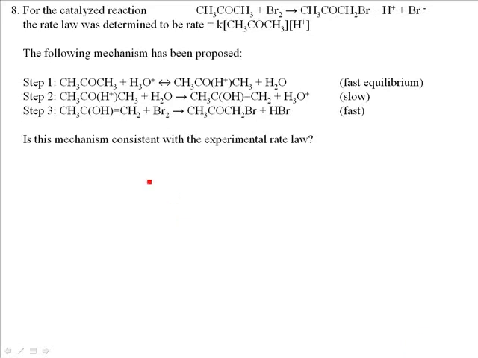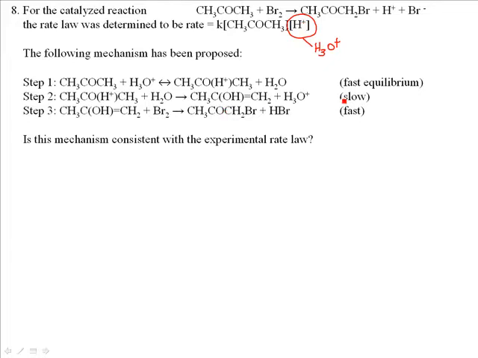For the last problem, we are given a mechanism for this reaction, and a separate experiment has already determined that this is the correct rate law for that reaction. And just so you know, H plus is the same thing as H3O plus, because that's how you'll see it in the mechanism. Alright, so we want to know if this mechanism is actually consistent with the rate law found by experiment.